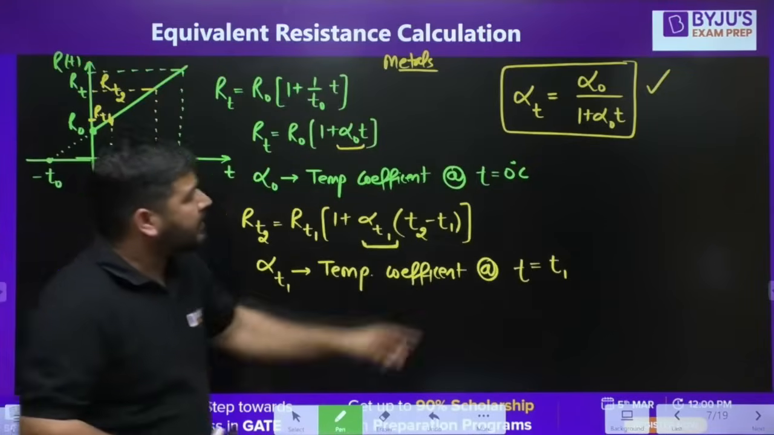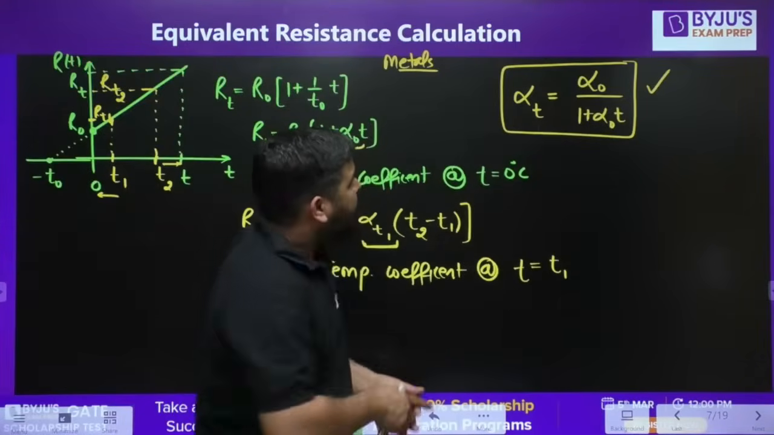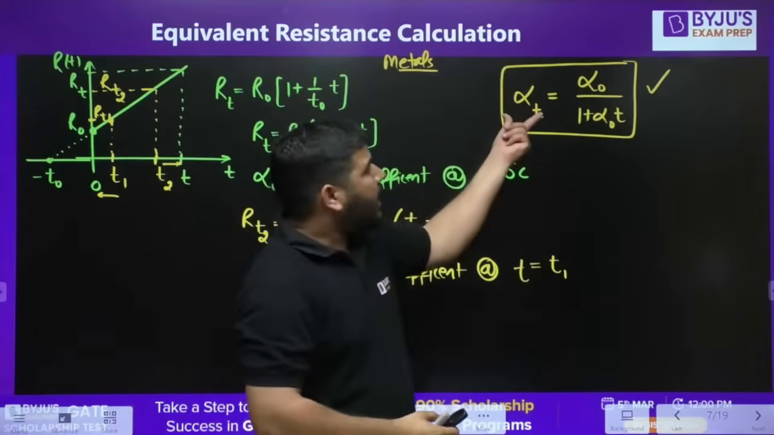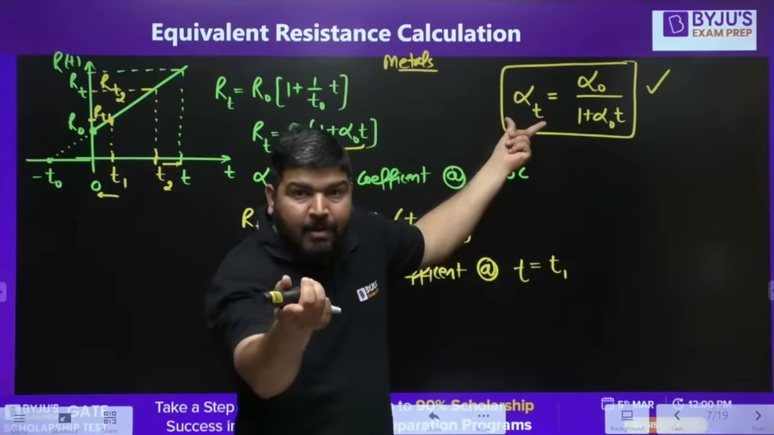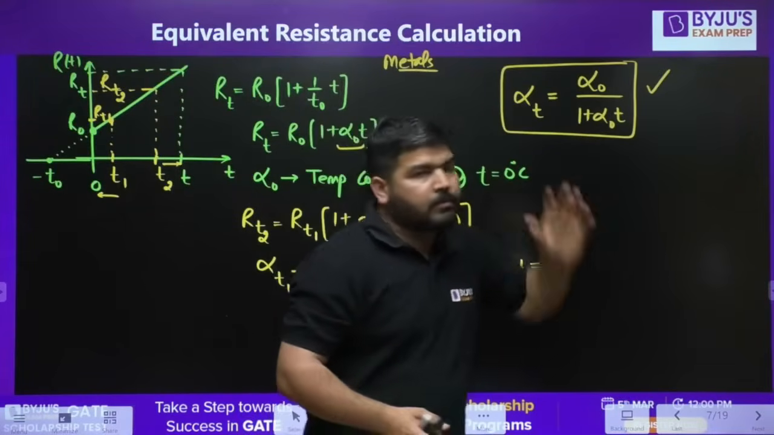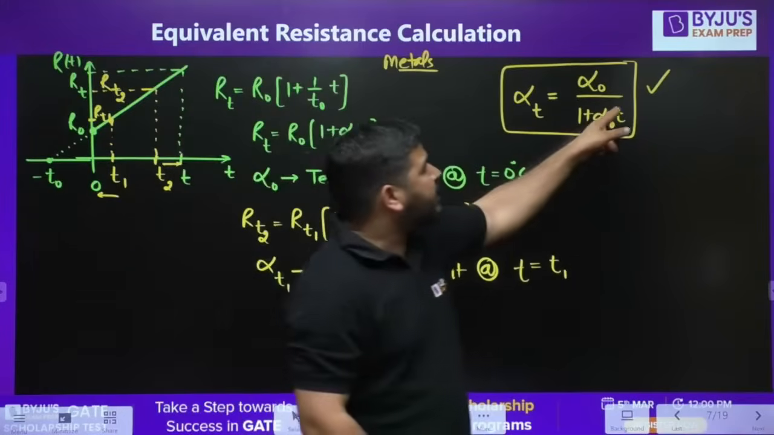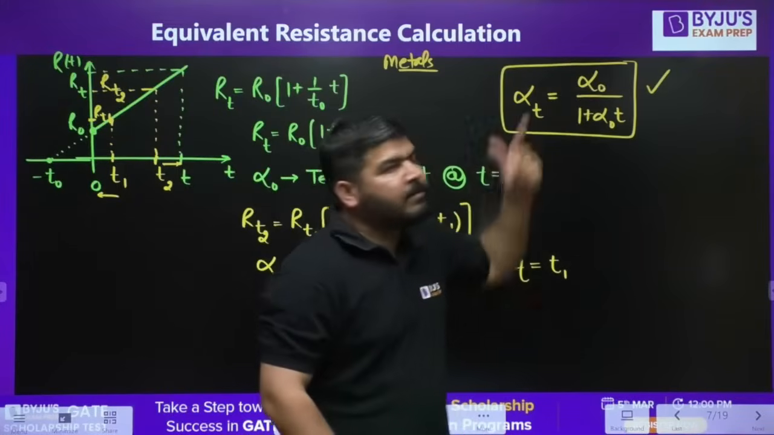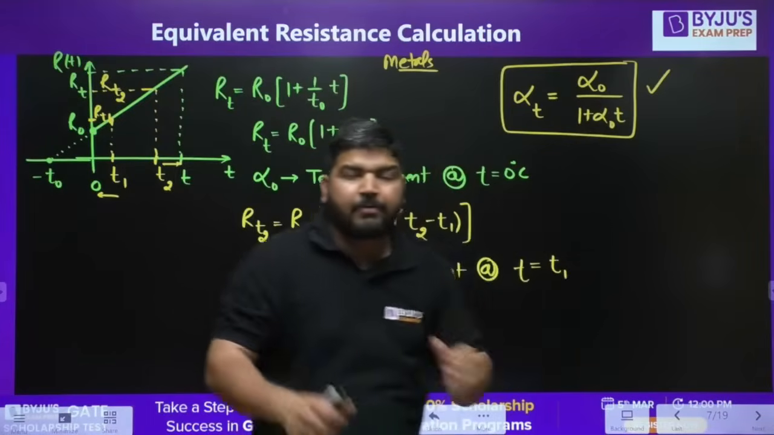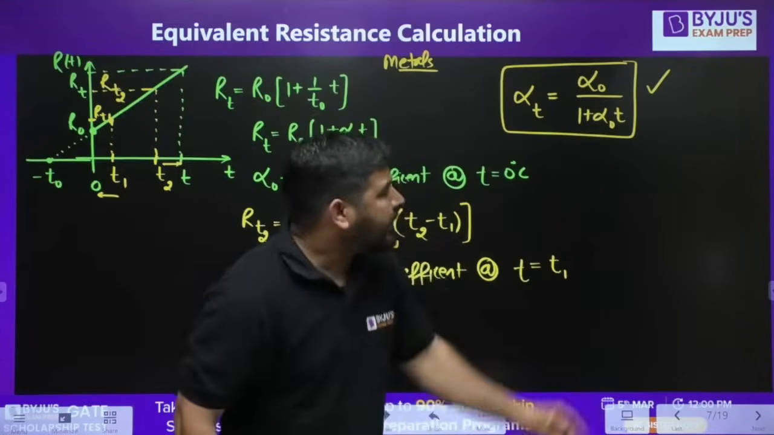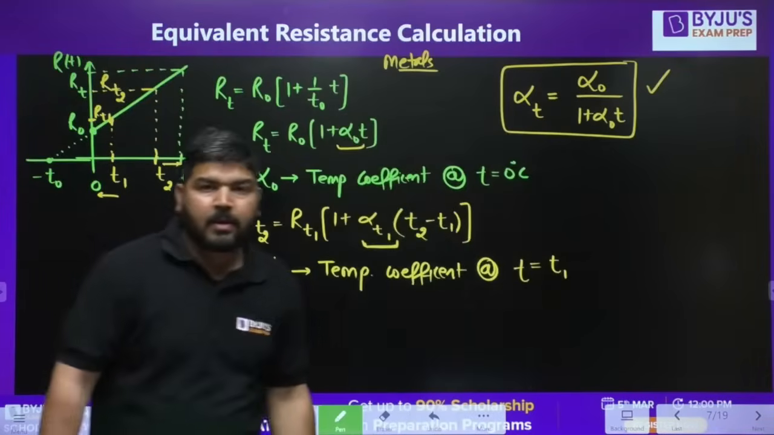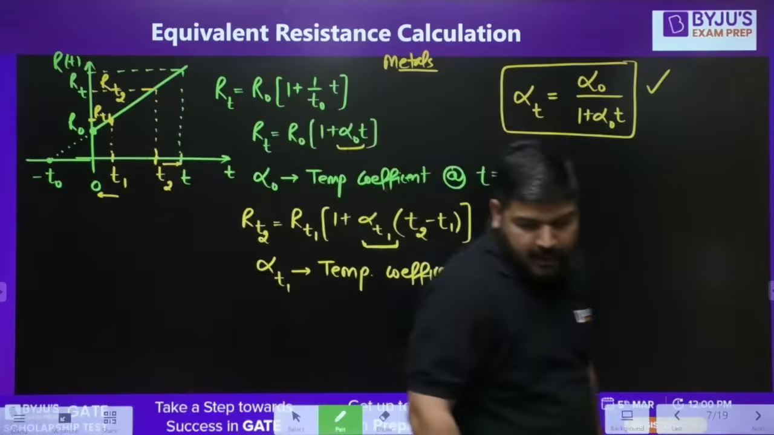And let me tell you guys, there is one more interesting point. इस relation से आप ये भी बता सकते हो कि temperature coefficient की जो maximum value होगी, the maximum value of the temperature coefficient will be at T equal to 0. जब मेरा temperature 0 होगा वहां पे alpha T की maximum value आएगी, and that is alpha naught. अगर मैं temperature को बढ़ाना शुरू कर दूंगा, if T is increased, then alpha T will be less than alpha naught.